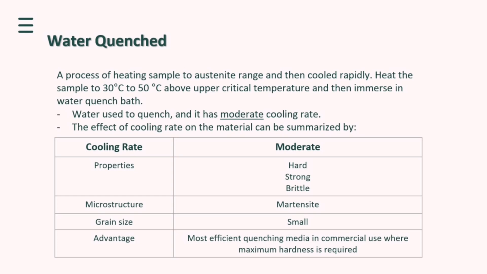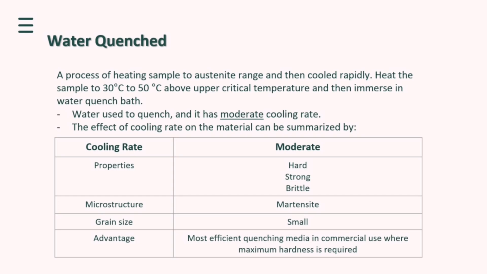The second one is water quench, a process of heating the sample to austenite and then cooling rapidly. We heat the steel to 30 to 50 degrees above the upper critical temperature, and then we immerse it in a water quench bath. We use water because it has a moderate cooling rate, so it will give a different result. As you can see in the table below, the cooling rate on the material can be summarized.